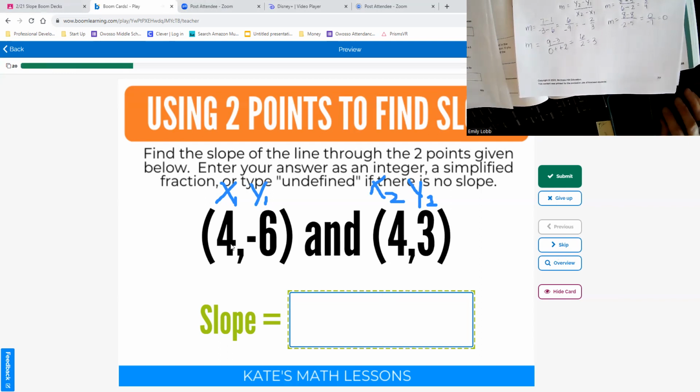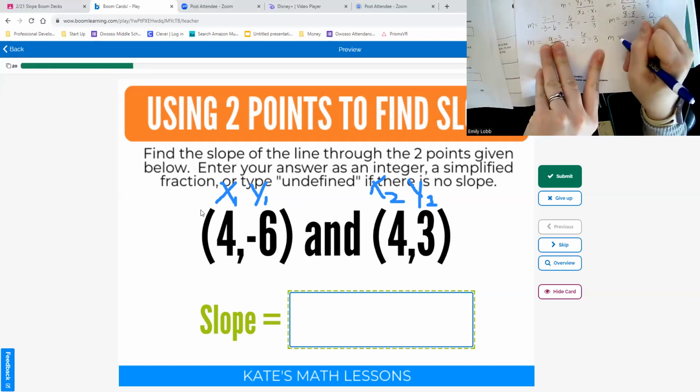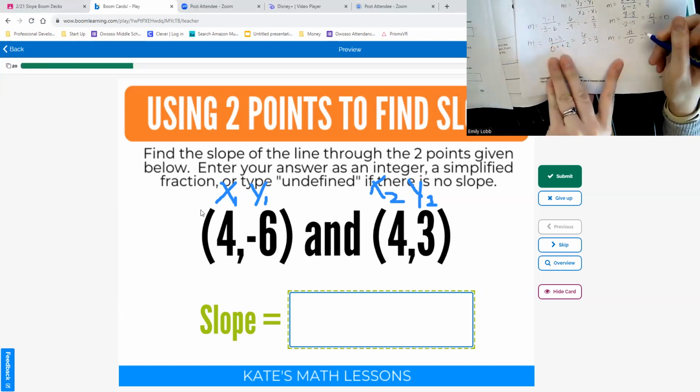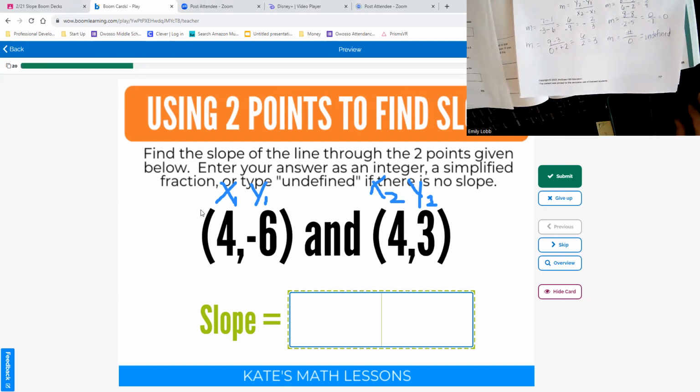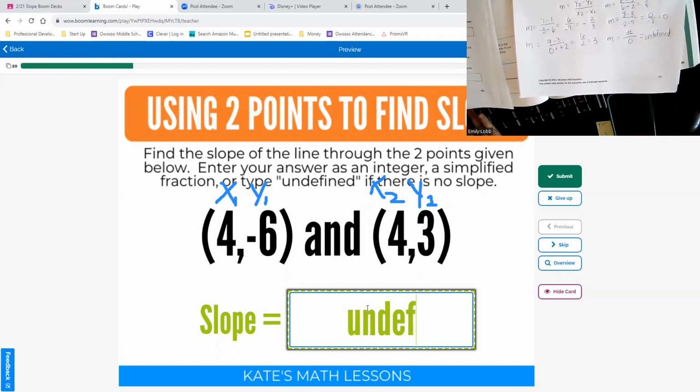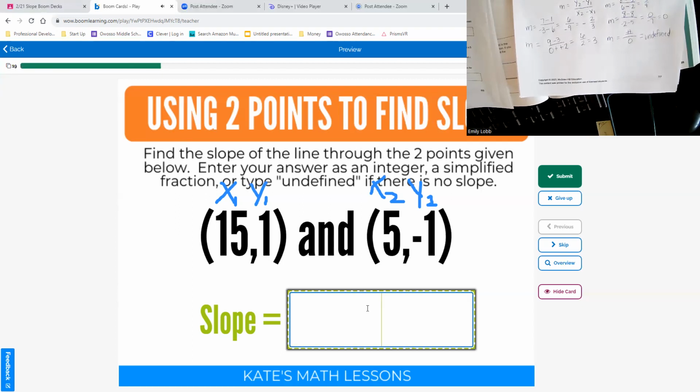Now you notice right away, hopefully, if you look at these before you start plugging them into your equation, your x's are the same, so your change in x is 0. So it's going to be some number divided by 0, which we know is what? Undefined. So we have to type in here, it says type undefined. We would say undefined. Okay. So that is what I would repeat there.